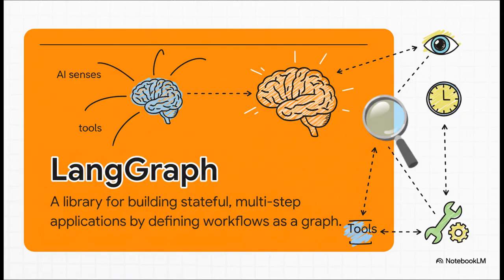Each box, or node, is an action, like generate a query, and the arrows between them, the edges, contain the logic. This means if a query fails, we don't just give up. We can build a loop that says, hey, if there's an error, go back and try again a different way. This is how we build stateful apps that actually remember what happened before.